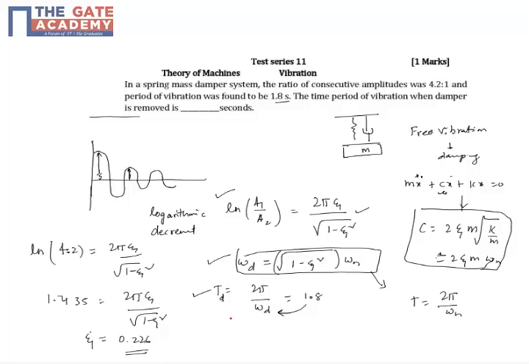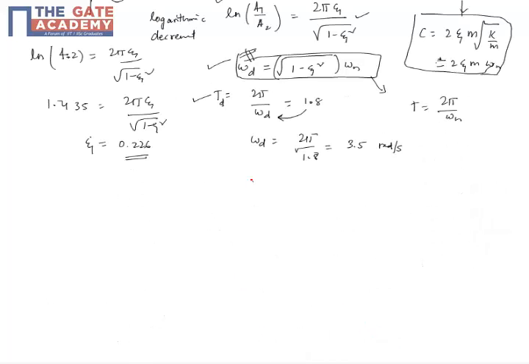Now the time period is given, so we get omega d from the third equation, which is 2 pi by 1.8. If you calculate it, it comes to about 3.5 radians per second. Now we go to the second equation. We substitute omega d and the j which we calculated from the first equation, and then we get omega n. Omega n can be calculated, and it comes out to 3.59.